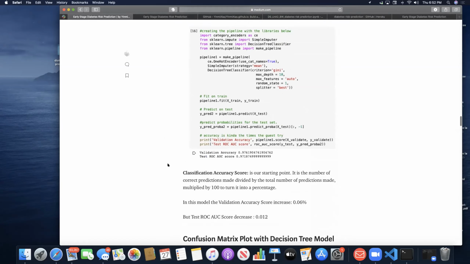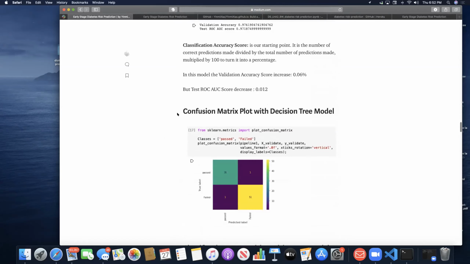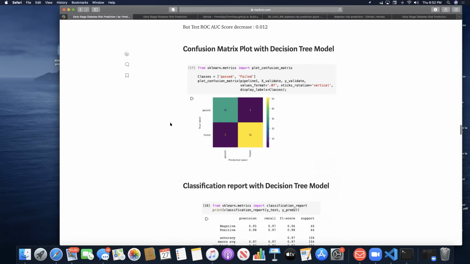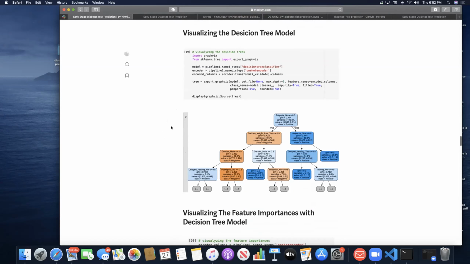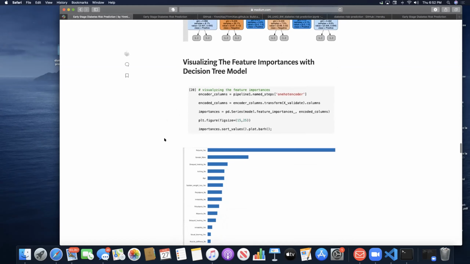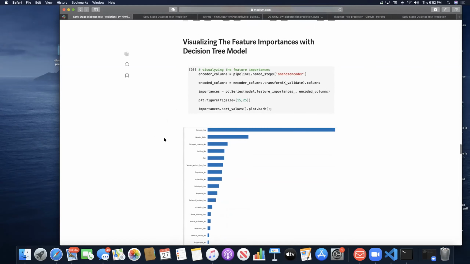This is my decision tree model with the accuracy, confusion matrix plot, and classification report. This is the decision tree model visualization. Okay, Yinmi, I'm going to stop you right there. We are at time. Okay.